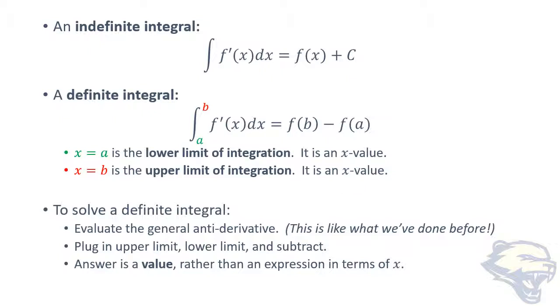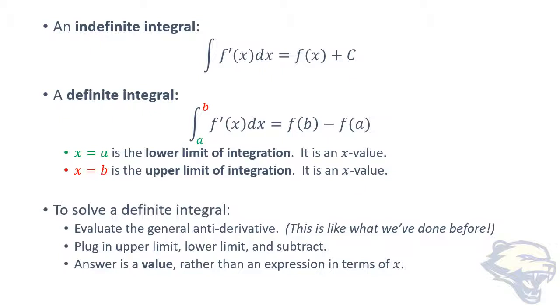It's a number. We're going to plug in that number b, and we're going to subtract what we get when we plug in the lower limit a, right? So if this were a 3 and a 0, I would do the antiderivative. I'd plug in the 3, I'd plug in the 0, and subtract those things. And so my answer from that is going to just be a number, a value, rather than an expression of x.